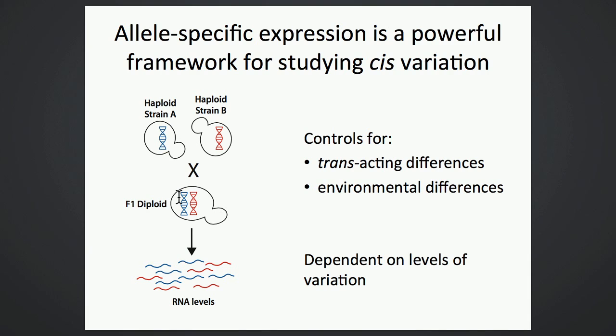However, one potential caveat of this approach is that it's dependent on the levels of variation. So you can only tell which allele an RNA molecule that you've sequenced came from if there's a variant in that RNA. Next slide.